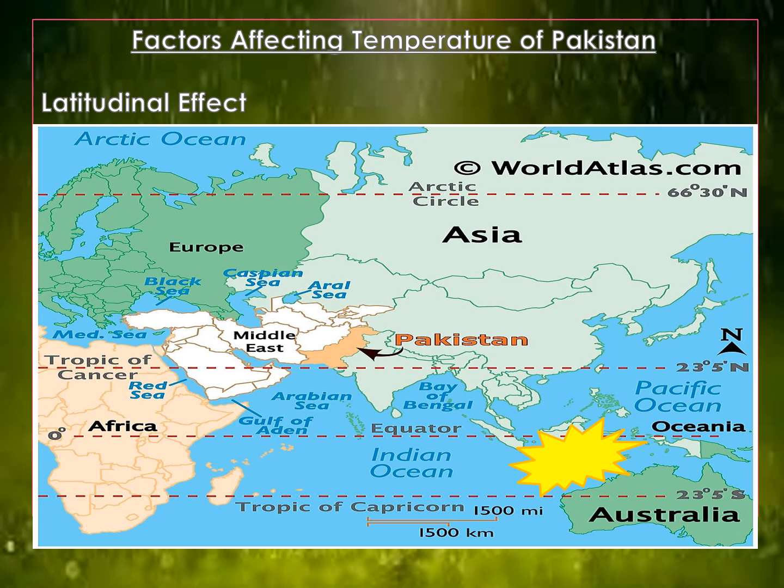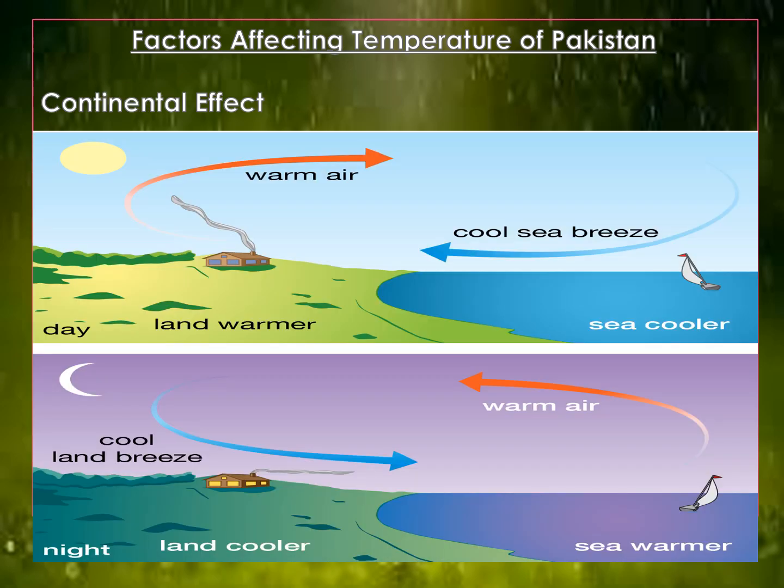Then the second one is the continental effect. Continental effect is very simple: the climate of areas unaffected by maritime influence has extreme winter and summer temperatures on the land and moderate temperature on coastal areas. Like we know that in the daytime the land of the continents gets hot very quickly, and it releases the heat very quickly as well in the evening or at night.